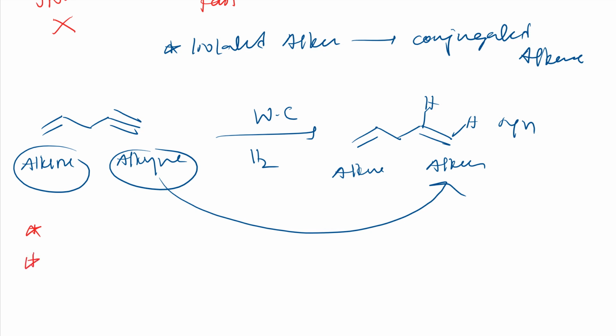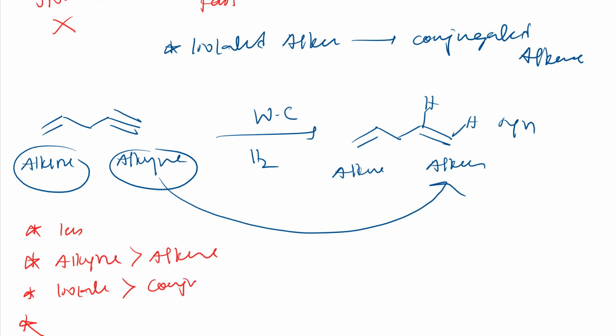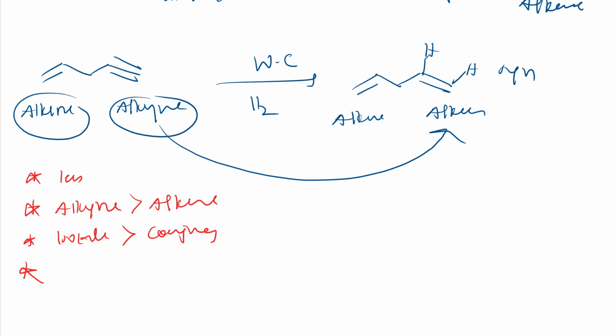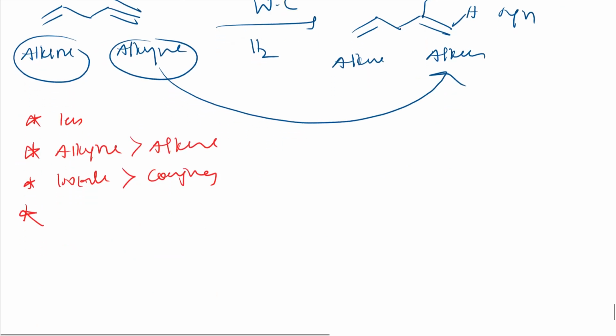Make a star mark and write it. It will attack the less hindered alkene, right? So if we have alkene and alkyne, it will be more active towards alkyne. Then for alkenes, one is isolated alkene, one is conjugated alkene. This isolated alkene will be more active than this conjugated alkene, right? These were the few things, chemoselectivity, everything we have discussed. Nothing else is left, right?